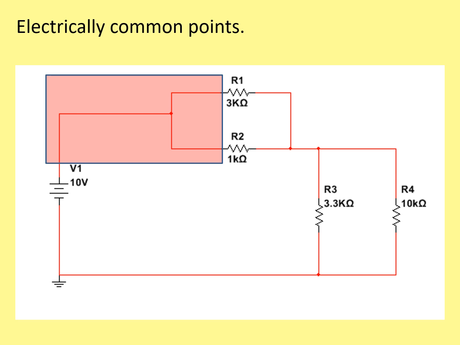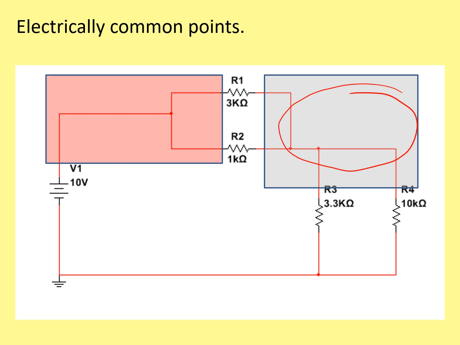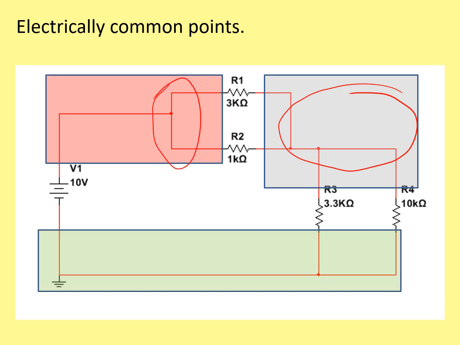I'm pointing out the electrical common points, that it's common on this side. All four are common on this side, but they are not common on this side. See? That's why they're not in parallel with each other, because they only have one junction that is the same.